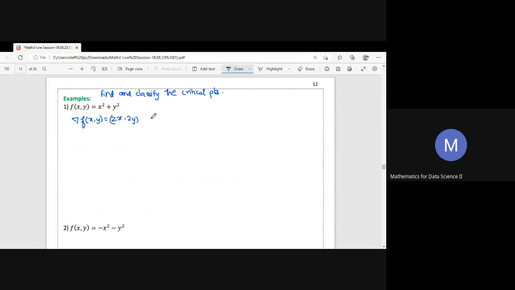Now, if 2x comma 2y is equal to 0 comma 0, then what are you going to get as the critical point? x equal to 0 and y equal to 0. So your critical point here is 0 comma 0, right? So this is the critical point. Now, what is your Hessian matrix? Or better, let us stick to our notation. Let me remember, this is fxy and fyx.